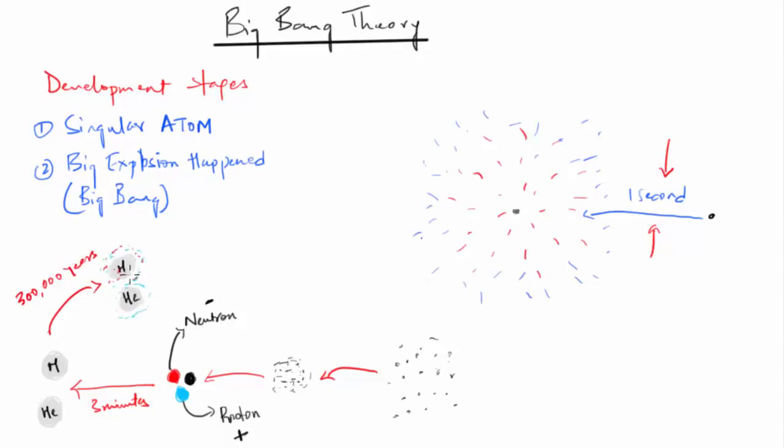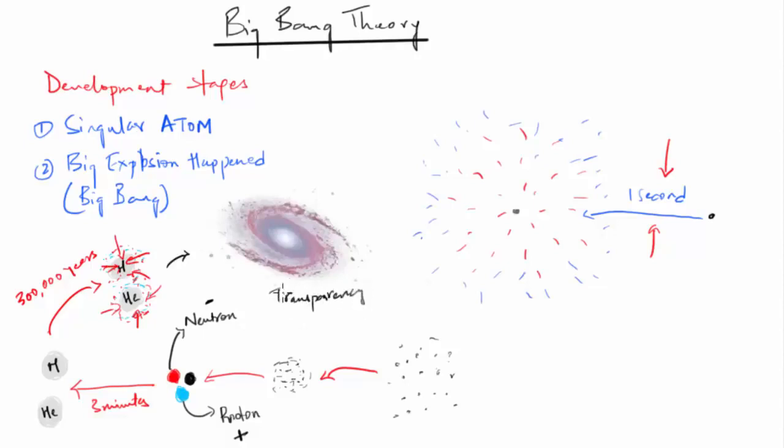Atomic nuclei could finally capture electrons to form fully fledged atoms. Then the universe became transparent and got filled with clouds of hydrogen and helium gas. So, this is the story of the universe, otherwise known as the Big Bang Theory.